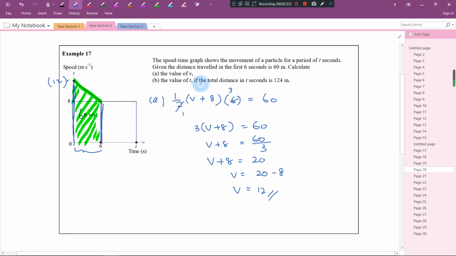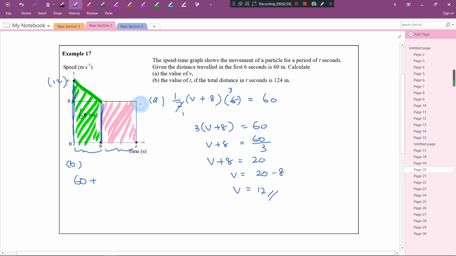Part B. The value of t if the total distance traveled in t seconds is 124. The total distance traveled in t seconds means that the area under the graph for this entire period is equal to 124. Okay, so now how do we get the t? Alright, over here. Here is 60 meters, 60 plus the distance traveled here.